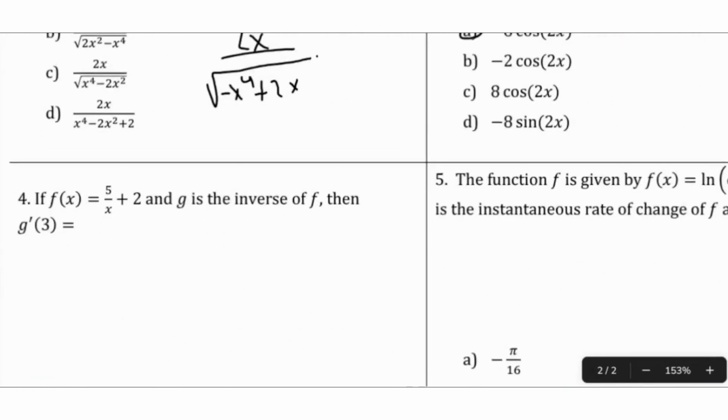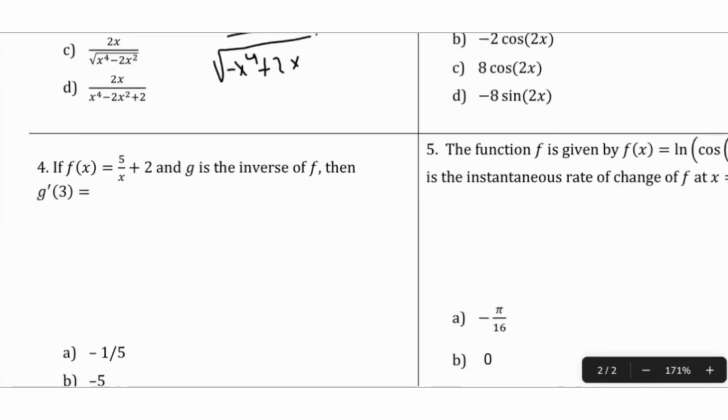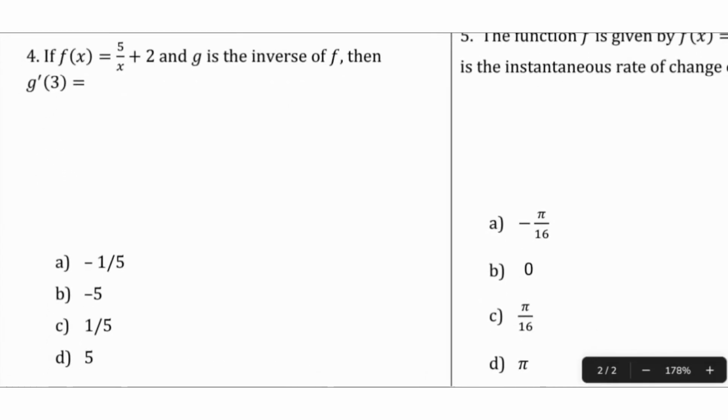So moving on here, we have number 4. If f of x equals 5 over x plus 2, and g is the inverse of f, then g prime of 3 equals what? To solve this, we have to use this formula that says g prime of x equals 1 divided by f prime of g of x. To use this formula, we need to find out what f prime of x is and what g of x is. We need to find the equations for those.